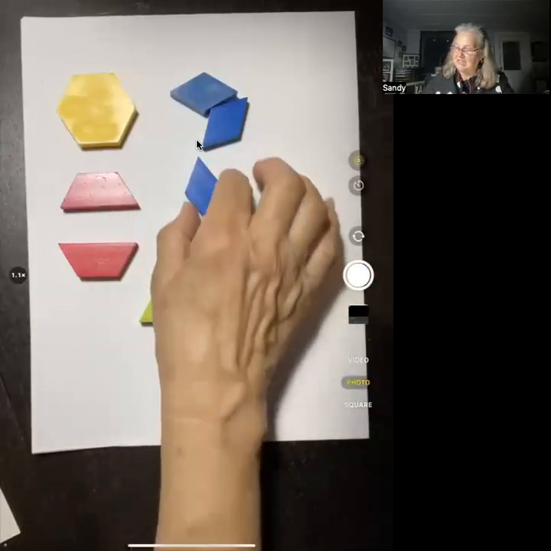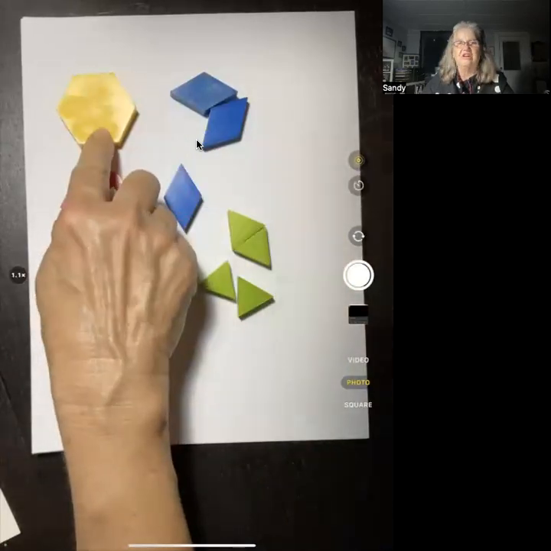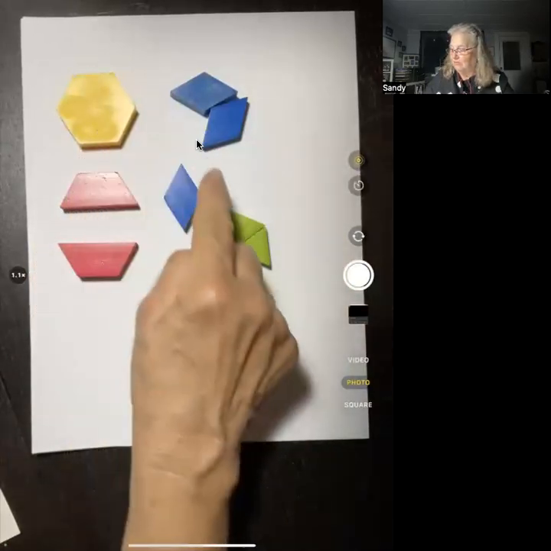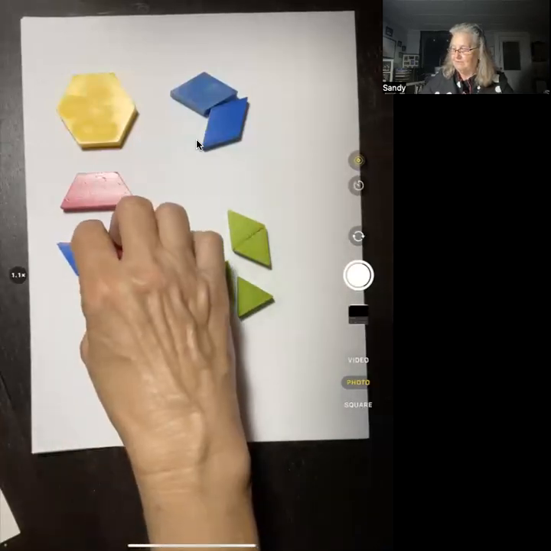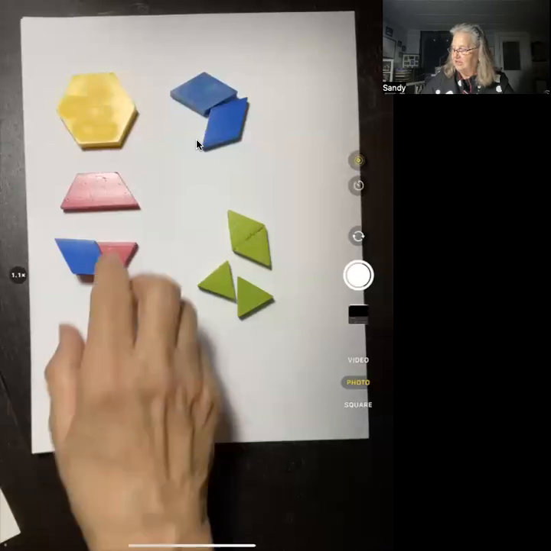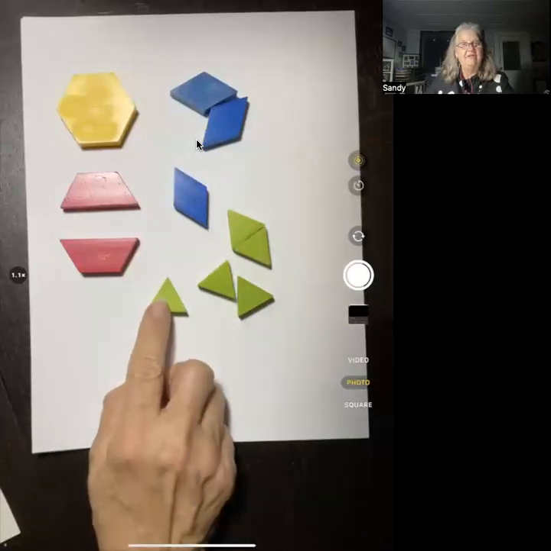I could do the same thing. If this is my whole, what's this called? 3. What's this called? 1.5. I put that on there nicer. What's this one called? 1/2.